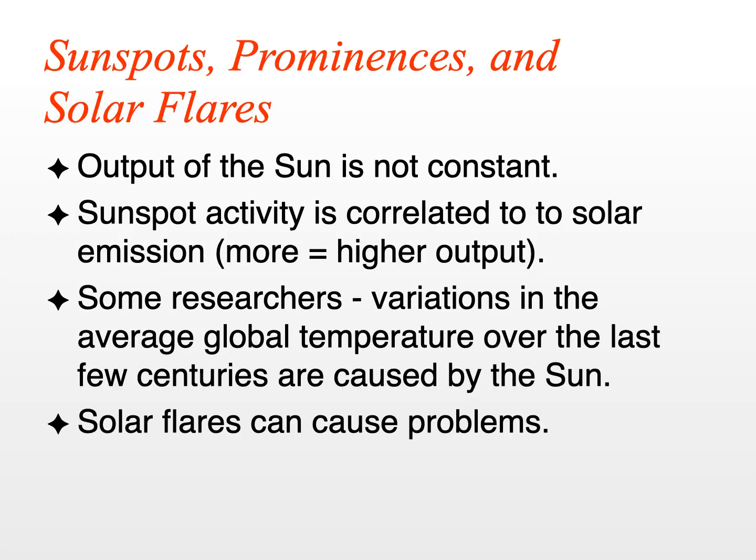The truth is the sun's output is not constant. Sunspot activity is correlated to solar emission, and it's the opposite of what you think. The sunspots don't reduce the emission of radiation; they actually increase the radiation. So when there's a lot of sunspot activity, radiation or output is higher. When there are fewer sunspots, it's lower.